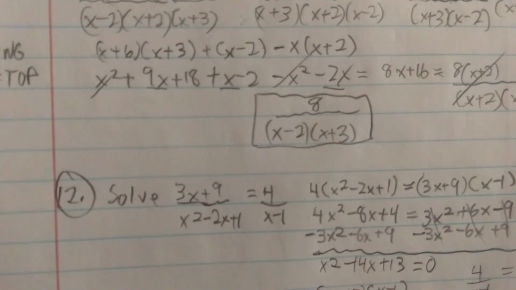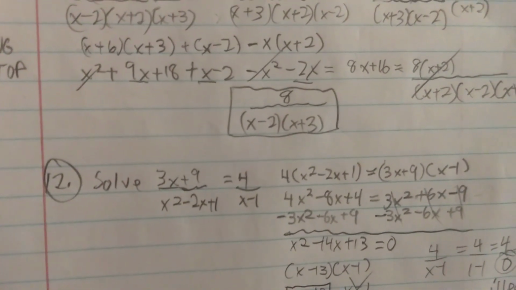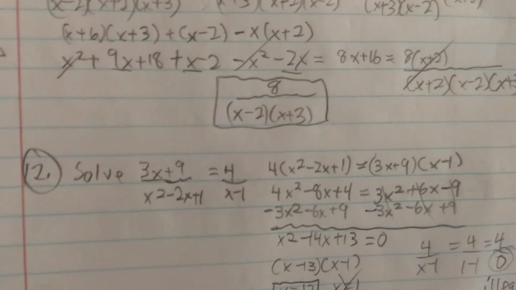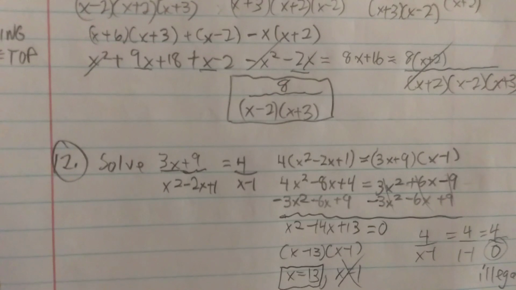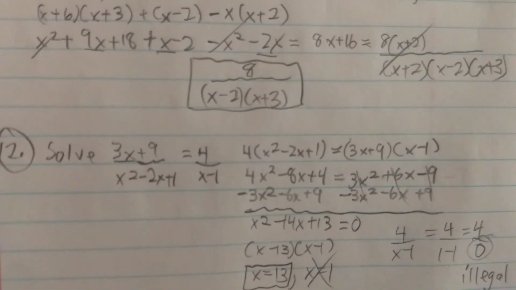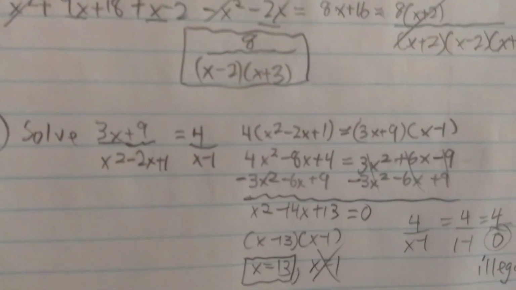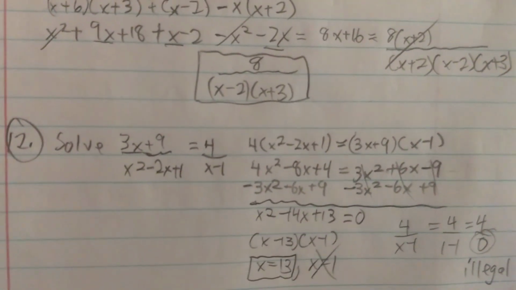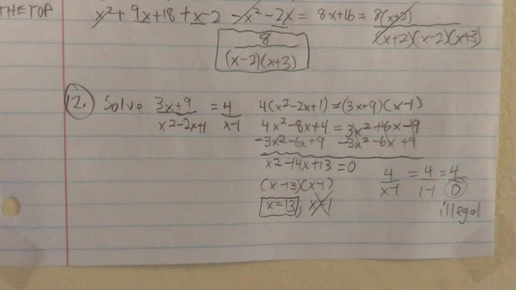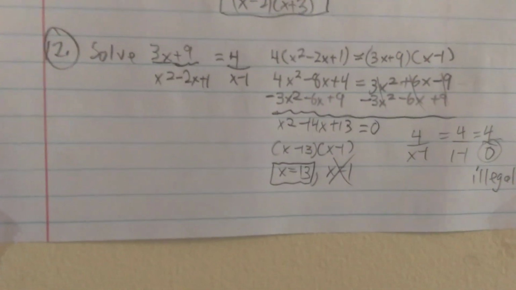Now I'm going to collect my terms, so I have x squared minus x squared, so those cancel. I have 9x plus x minus 2x, that gives me 8x, and then I have 18 minus 2 is 16. So I have 8x+16 on top, which I can factor out to 8(x+2), and then putting back the bottom, the x+2's cancel now, so we're left with 8x over (x-2)(x+3).